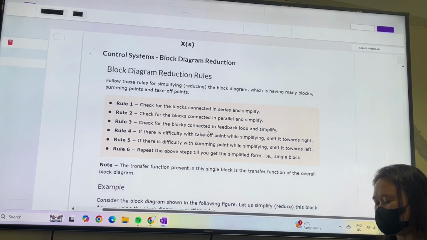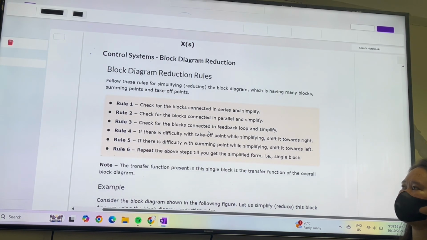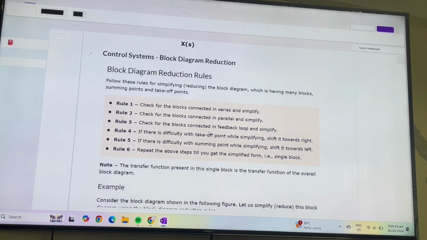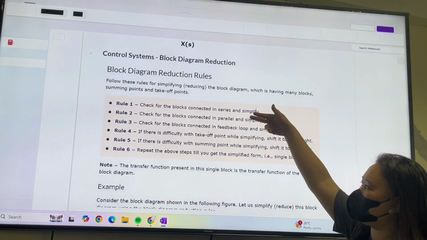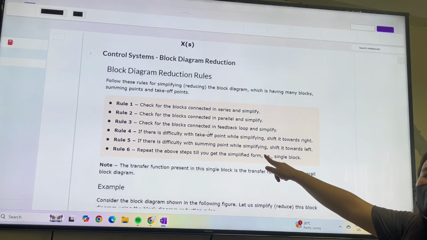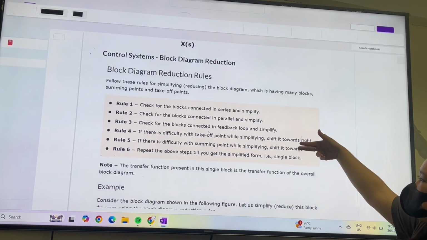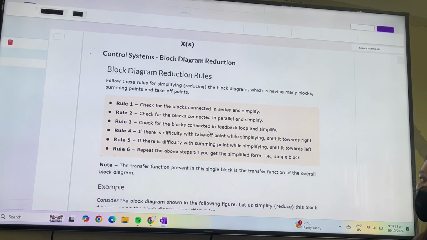Next, we have reduction rules. Rule number 1, check for the blocks connected in series and simplify. Rule number 2, check the blocks connected in parallel and simplify. Some books classify these differently, with some listing it as rule number 1 and others as rule number 4. This is just how Tutorials Point presents it.